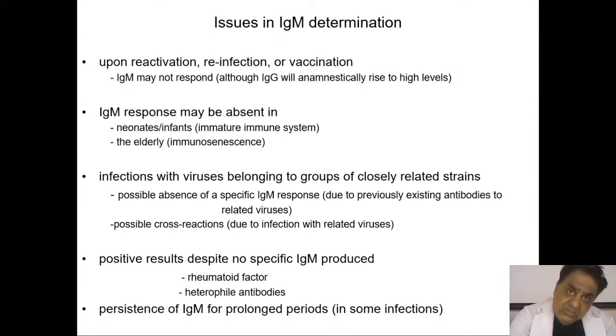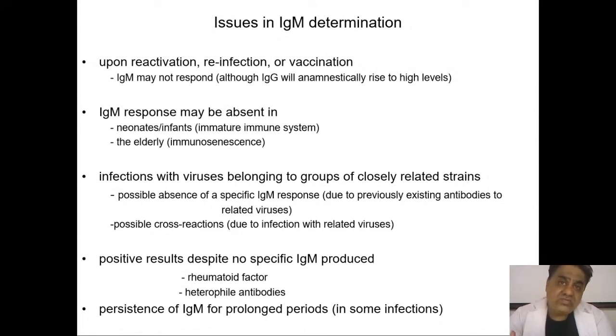But development of IgM with a reactivation, reinfection or vaccination, if you have had a response to the organism earlier, may not happen very well. Although IgG will rise anamnestically to high levels in this secondary response, IgM may not develop on reactivation, reinfection or vaccination. Also remember, in neonates or infants, whose immune system is still developing, the IgM response to an organism may not happen if the infant is exposed to an organism.